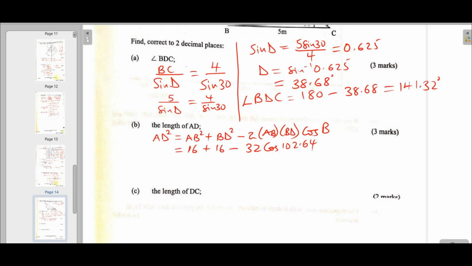Now let us work out these values. If we use a calculator we get 39.00, and therefore to get AD we take the square root of 39.00, and that will give us 6.24 meters. Then we find the length of BC.